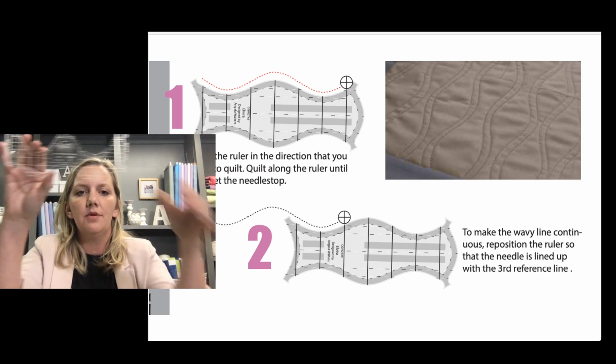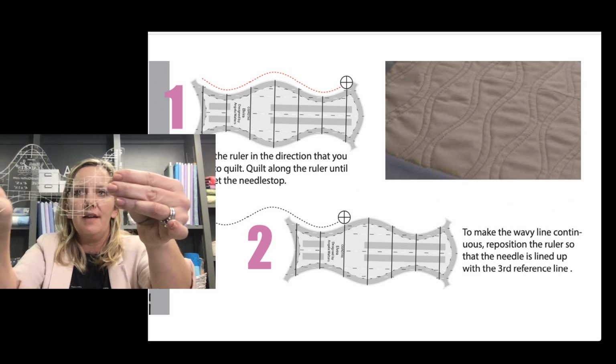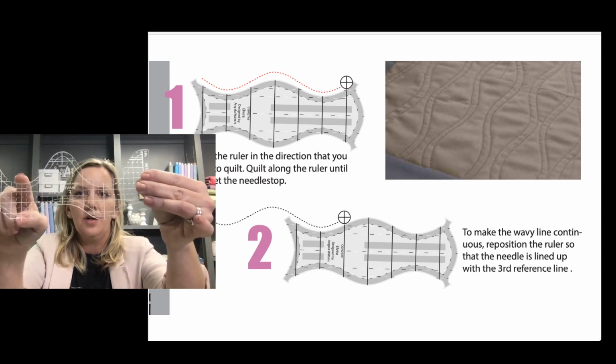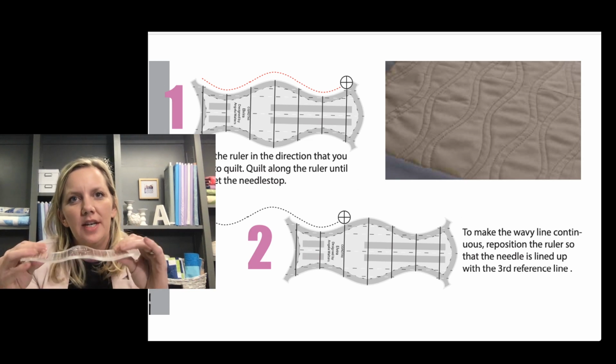This would be a better example. I'm sorry, you can't really see it. So I have 2 lows and I have 3 tops. So I can quilt to my top and I can reposition back to my top. I can quilt to my low and reposition back to my low. So I can change where that repositioning is happening.